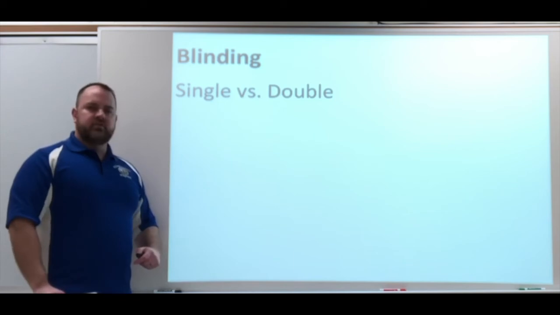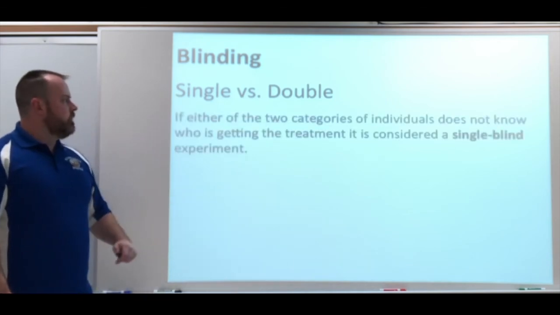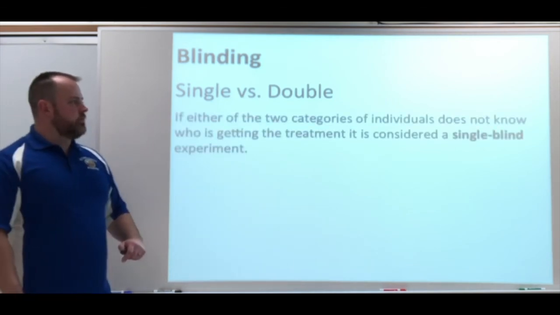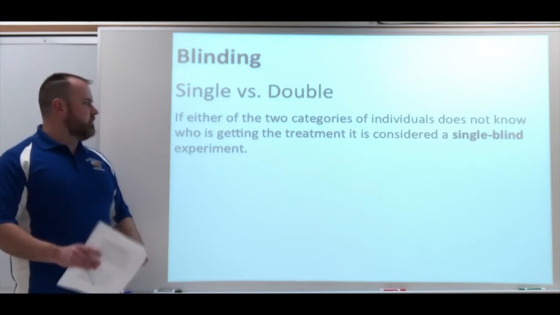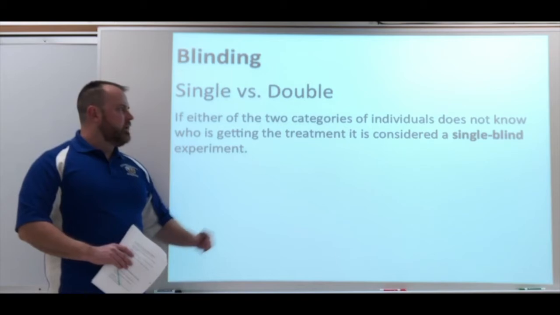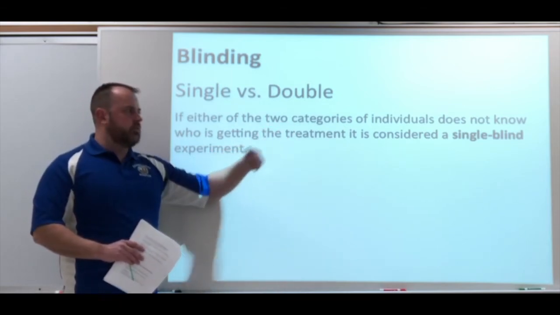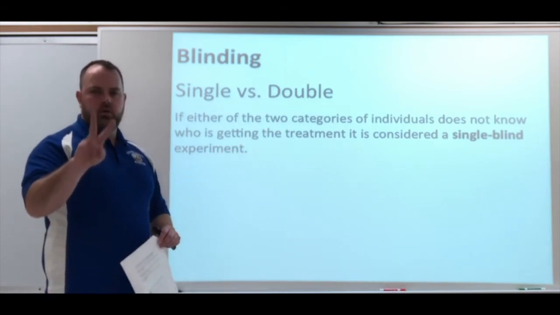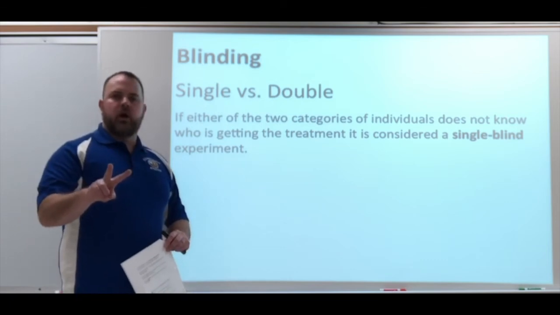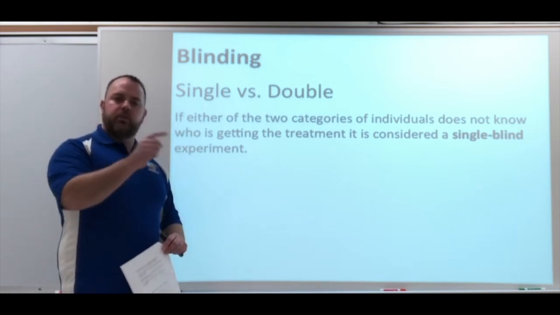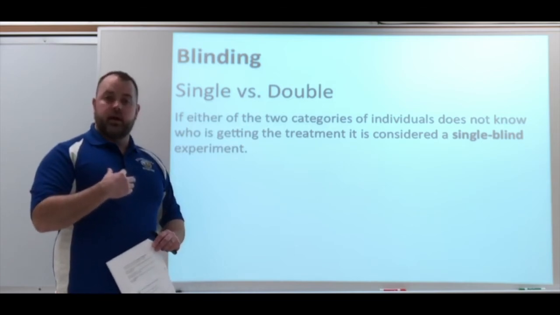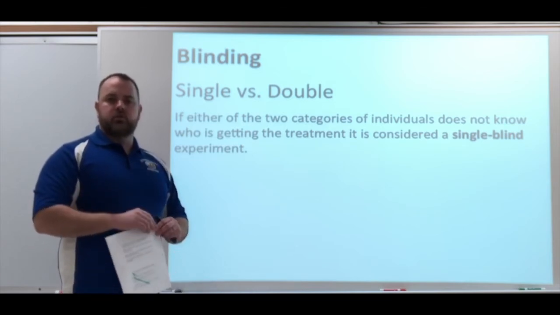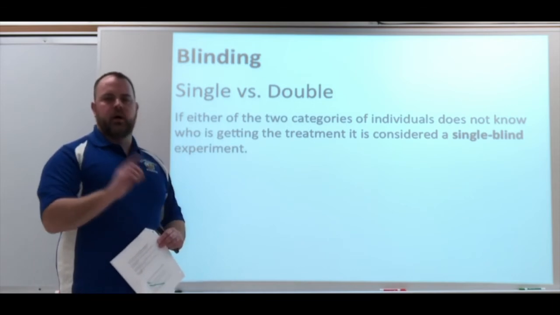Okay, there's a single and double blind study. Okay, if either of the two categories of individuals does not know who is getting the treatment, it is considered a single blind experiment. Now, when it says two categories of individuals, there are two people we're worried about for blinding. The observational unit, the people in the study, and we're also worried about the researcher. Okay? The researcher is also important. We'll talk more about that with the double blind.